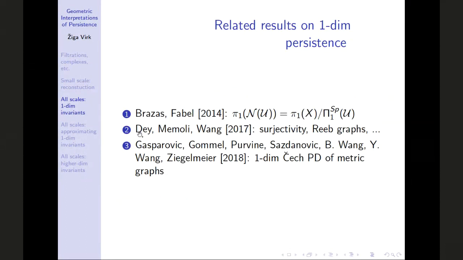Then there are some other papers. Now, in this case, the authors prove some kind of surjectivity in some applications to Rips graphs. And as Henry mentioned in this paper, the authors completely classify one-dimensional Čech persistence of metric graphs.